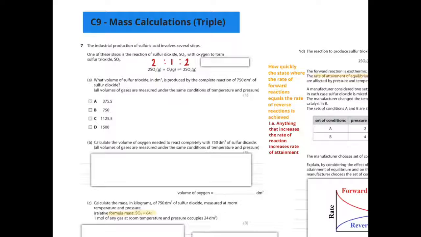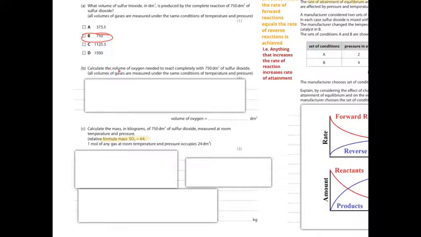So in other words, what volume of sulfur trioxide in decimeter cubed is produced using 750 decimeter cubed of sulfur dioxide? So 750, you'll also get 750 because the ratio is 2 to 2, simplified 1 to 1, so you get the same amount. The answer is 750.